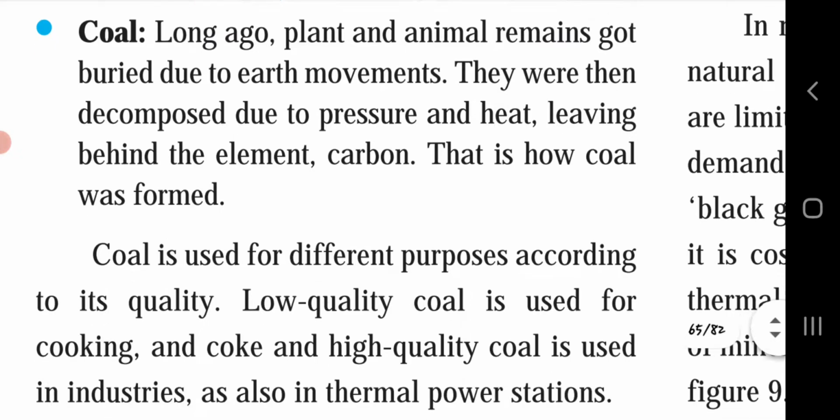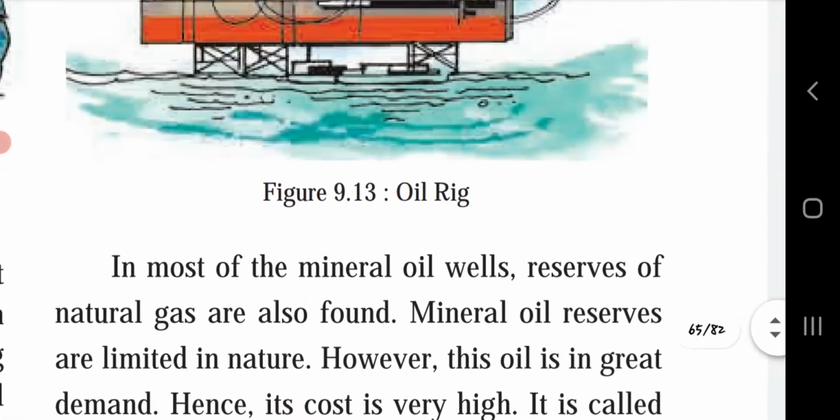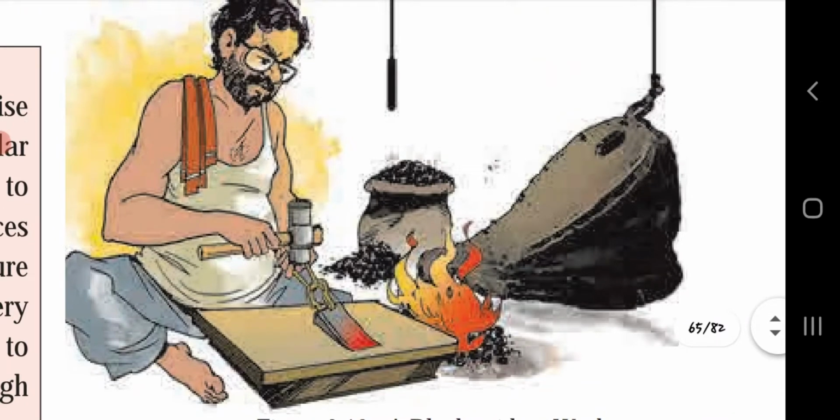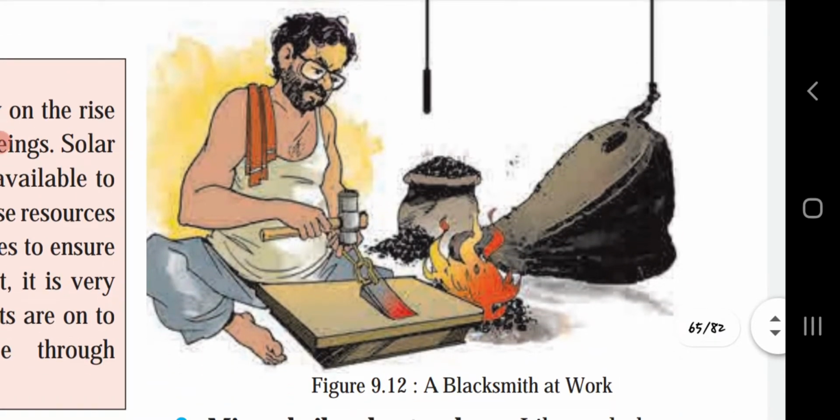Coal is used for different purposes according to its quality. Low quality coal is used for cooking and coke, and high quality coal is used in industries as well as in thermal power stations. So these are the different ways of using coal. In thermal power stations and industries, we need high quality coal, and low quality coal can be used for cooking. A blacksmith artwork, you can see.